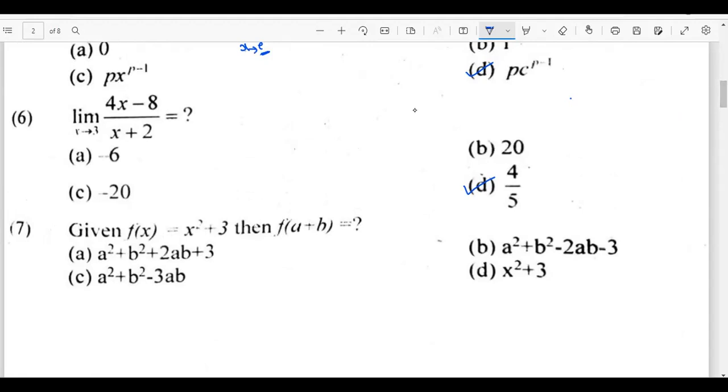All right, let's talk about the 7th question now. This is very simple. It says, given f of x equals x squared plus 3, then f of a plus b is. Now, instead of x, we are using a plus b. So you will plug in a plus b instead of x, and this would become a plus b squared plus 3. So it would be a squared plus b squared plus 2ab plus 3, and the answer is going to be A.